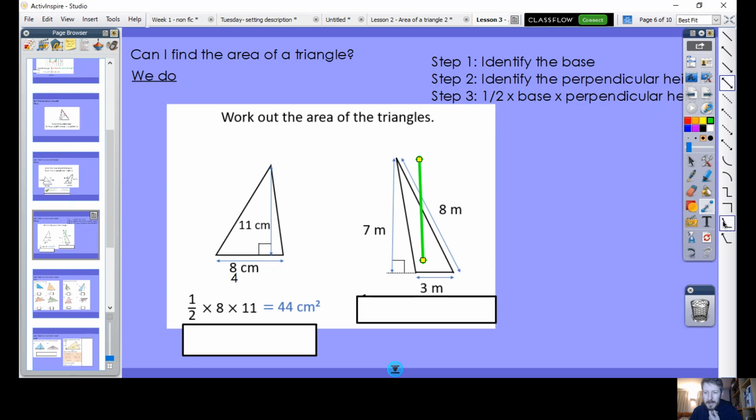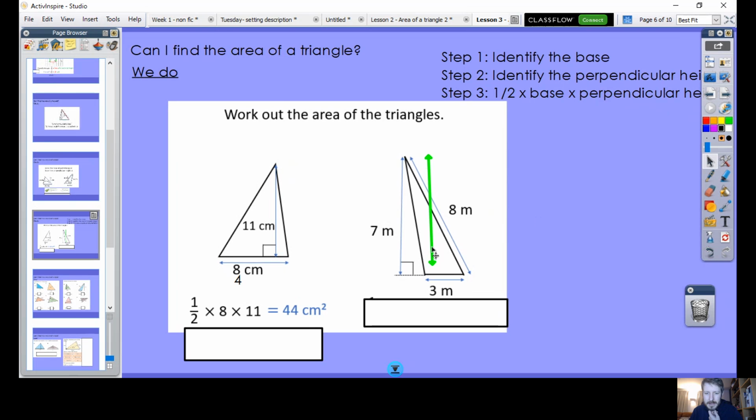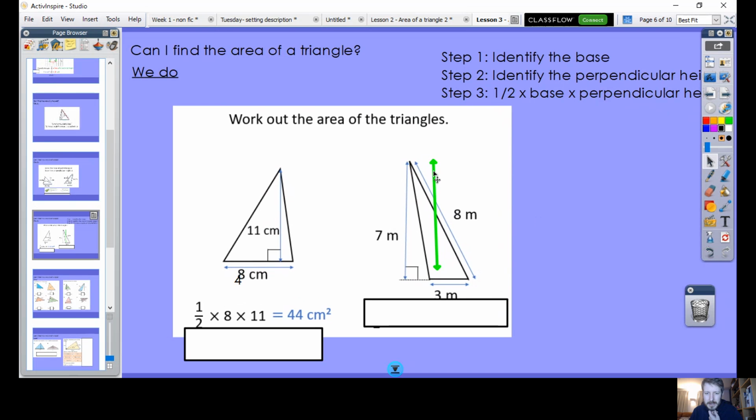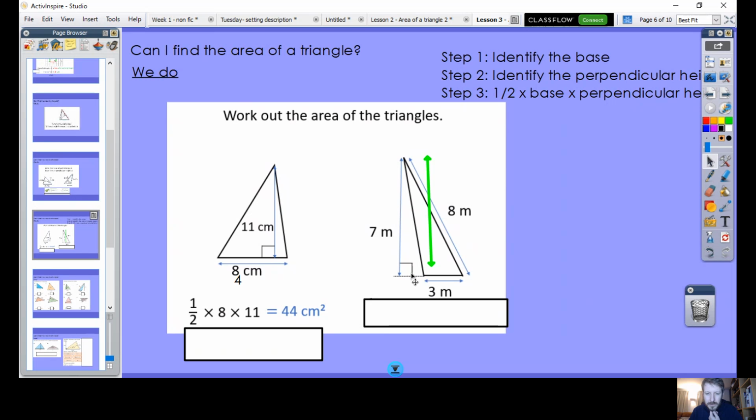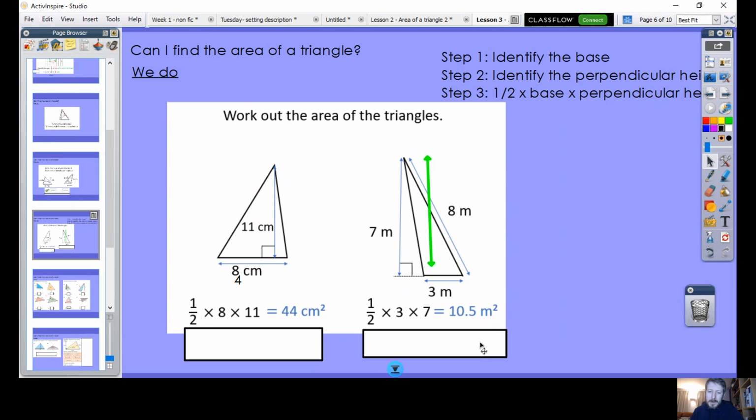It doesn't matter where this line starts, it still goes from the base, as long as it goes to meet in line with this line here, that is always going to be the height. It doesn't matter which point along the base you measure it from, as long as you measure it at a right angle up to the top, that is the height of the triangle. So then we do half the base, the base is 3, so it'd be 1.5 multiplied by 7, and you get 10.5.